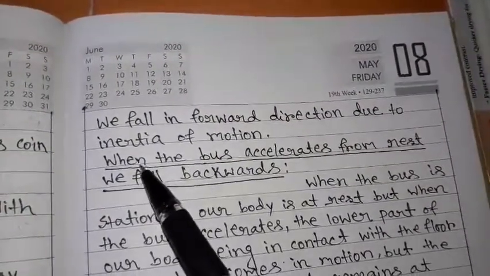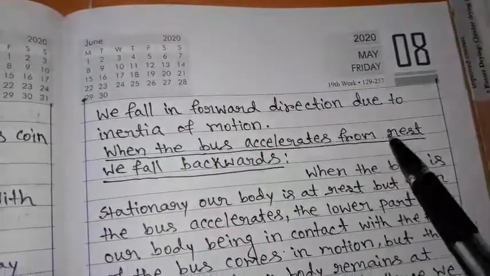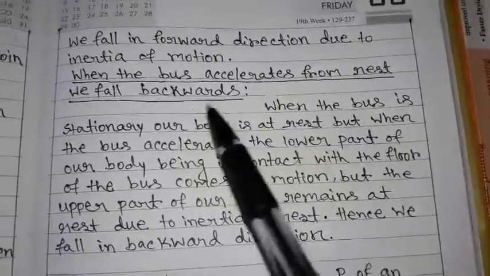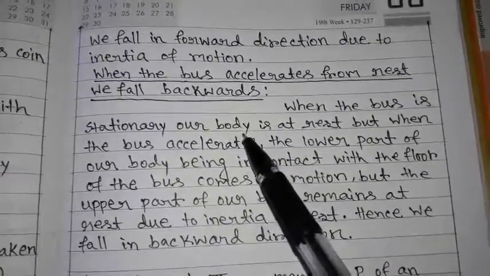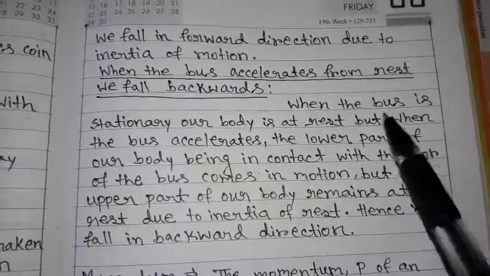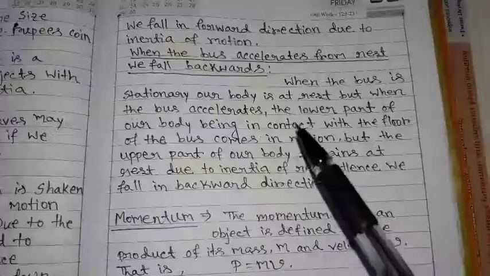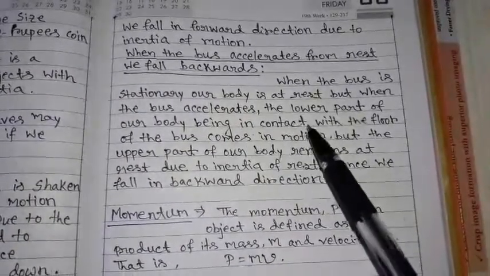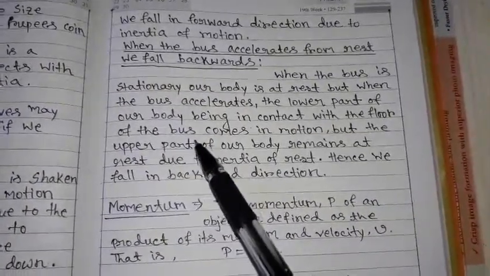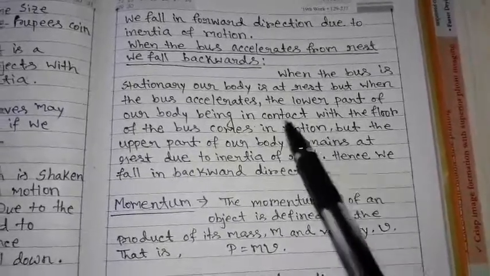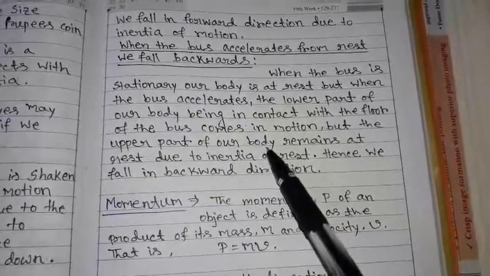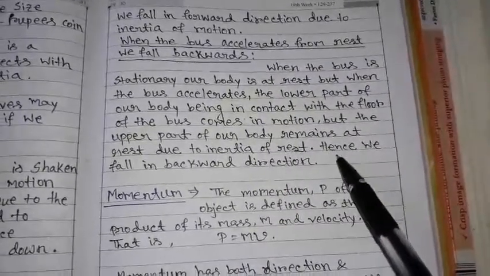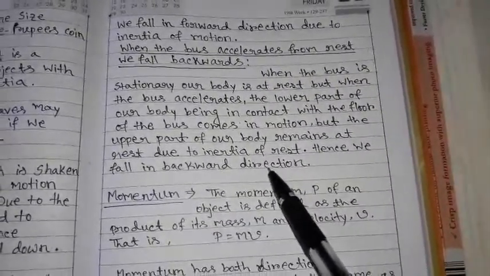Second one, when the bus accelerates from rest, we fall backward. When the bus is stationary, our body is at rest, but when the bus accelerates, the lower part of our body, being in contact with the floor of the bus, comes in motion, but the upper part of our body remains at rest due to inertia of rest. Hence, we fall in the backward direction.